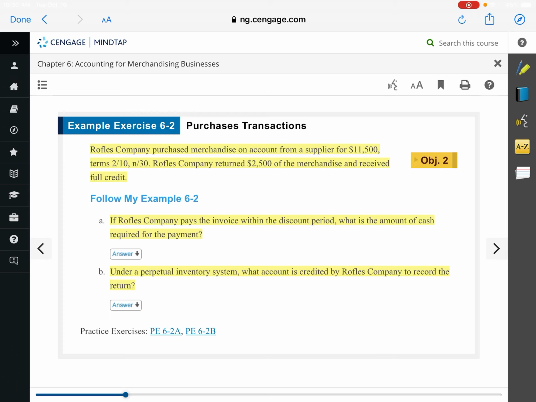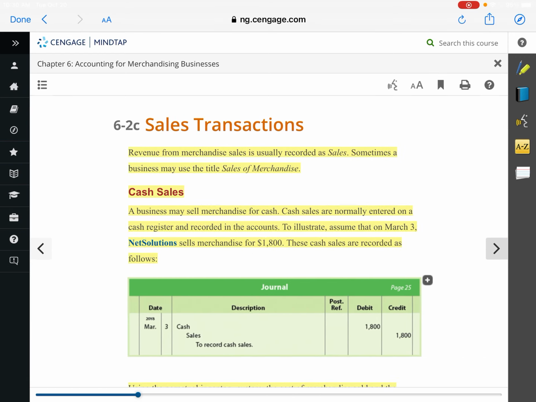So with the first journal entry, we receive cash because we made a sale. So we are increasing this asset, which is cash, and we are crediting sales. Sales is a revenue account, so by crediting sales, we are increasing sales.